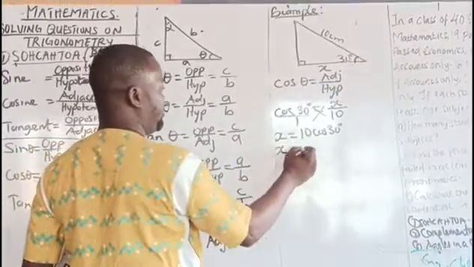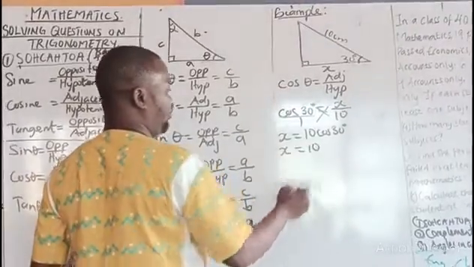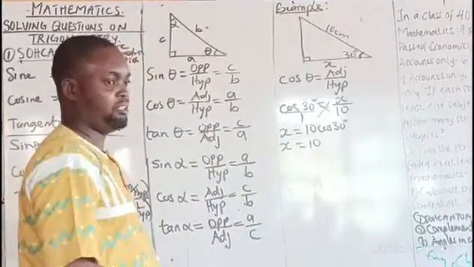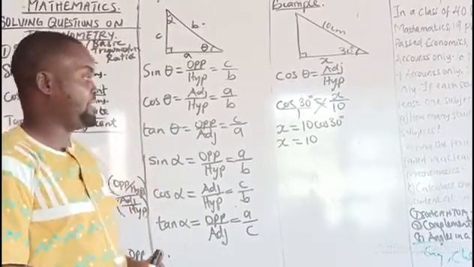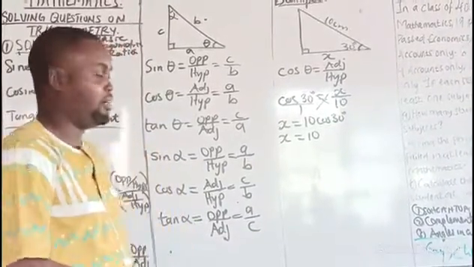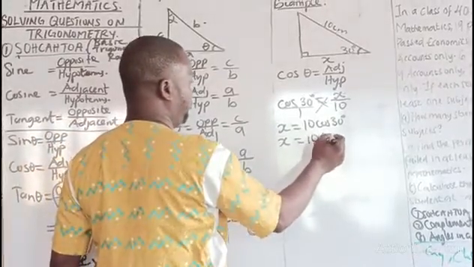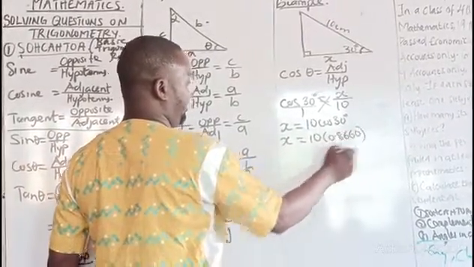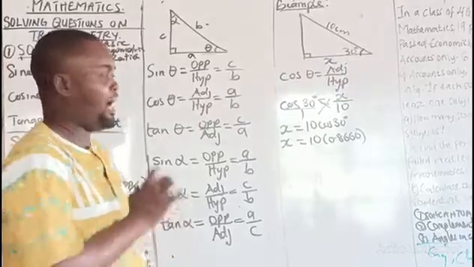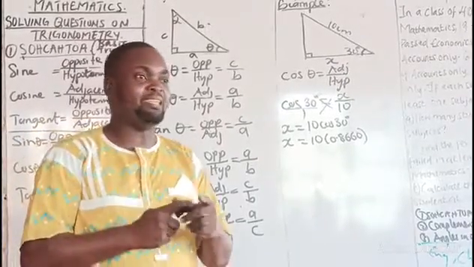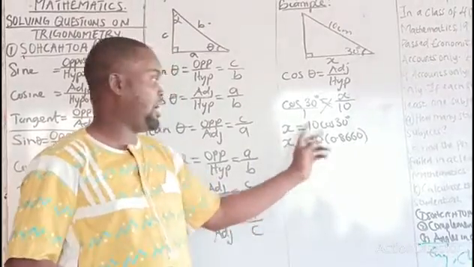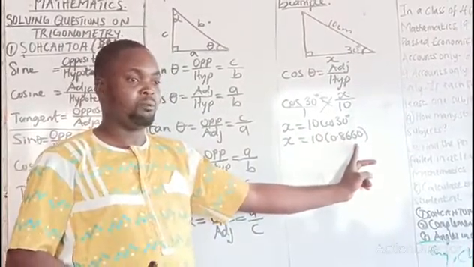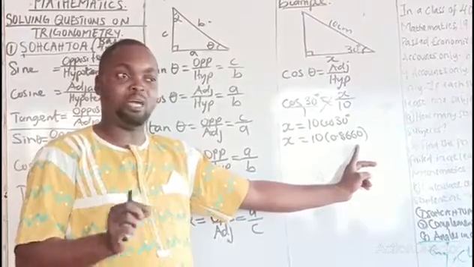That means X equals 10 times cos 30 degrees. What is cos 30 degrees? On your calculator, you press cos 30 degrees and you get 0.8660. However, in a question, you might not be required to use your table, because now it's on your table that you did this. But in some questions, you might not be required to use the table.